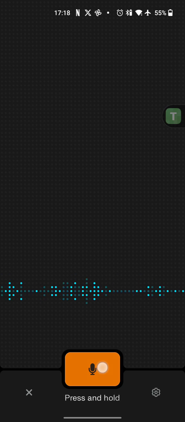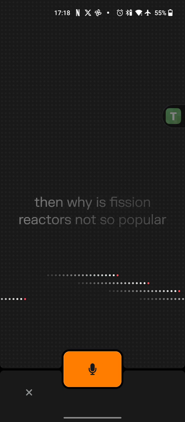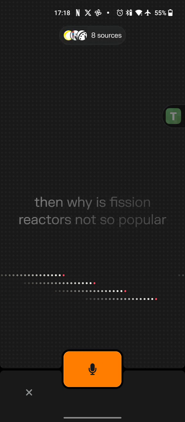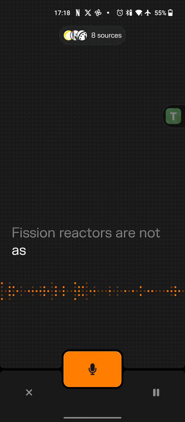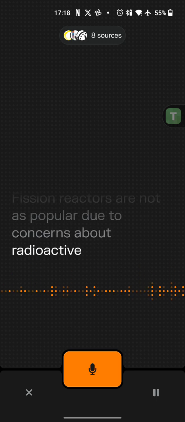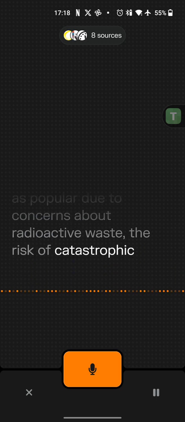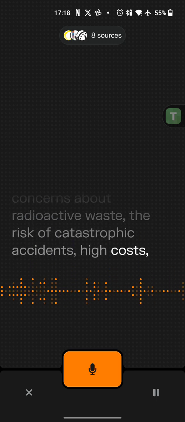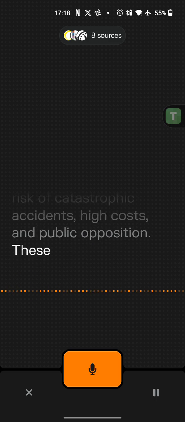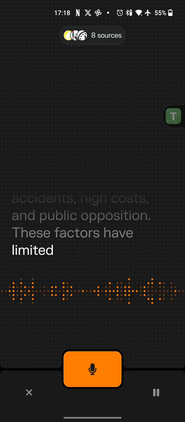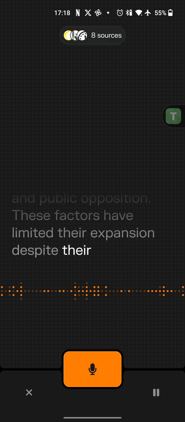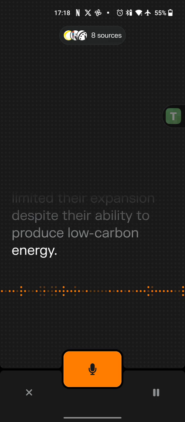Then why are fission reactors not so popular? Fission reactors are not as popular due to concerns about radioactive waste, the risk of catastrophic accidents, high costs, and public opposition. These factors have limited their expansion despite their ability to produce low-carbon energy.